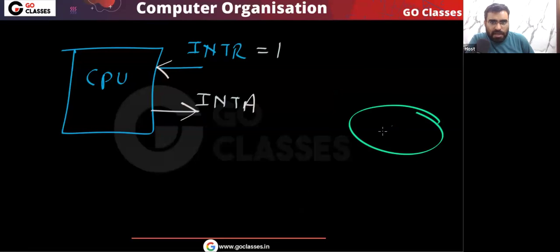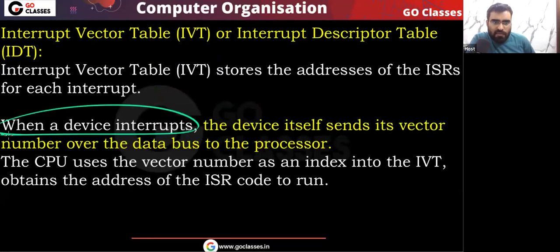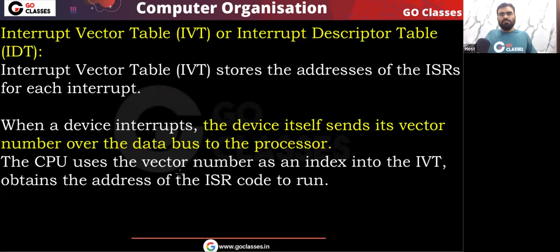Whichever device has interrupted, for example, let's assume the battery has interrupted. Now the battery controller, what will it do? It will put the unique number, the interrupt number, on the data bus and send it to the CPU. So this is the point you can see here. Whenever a device interrupts, the device itself will send the vector number to the CPU on the data bus. Is this point clear?